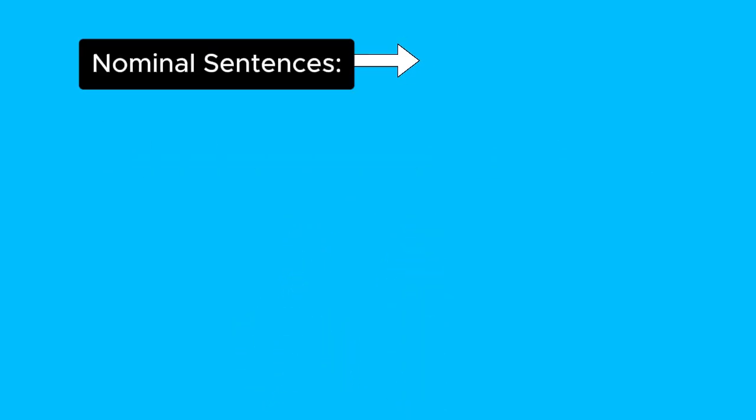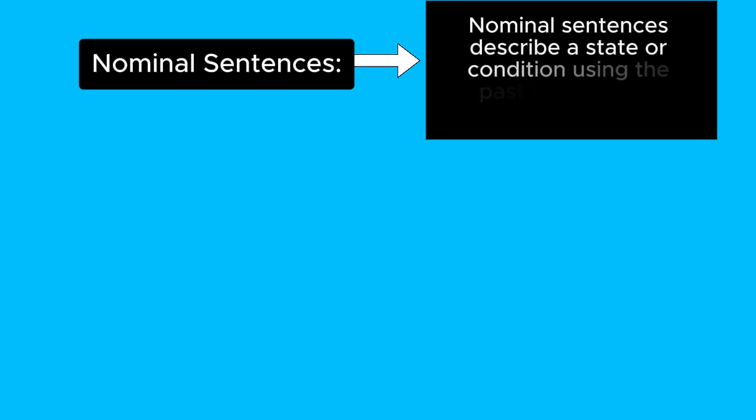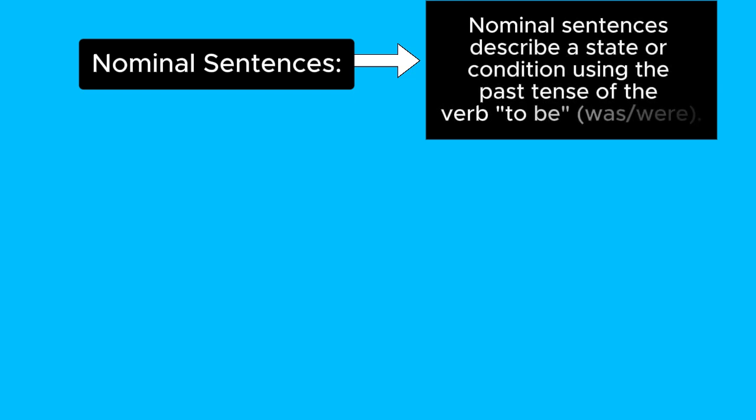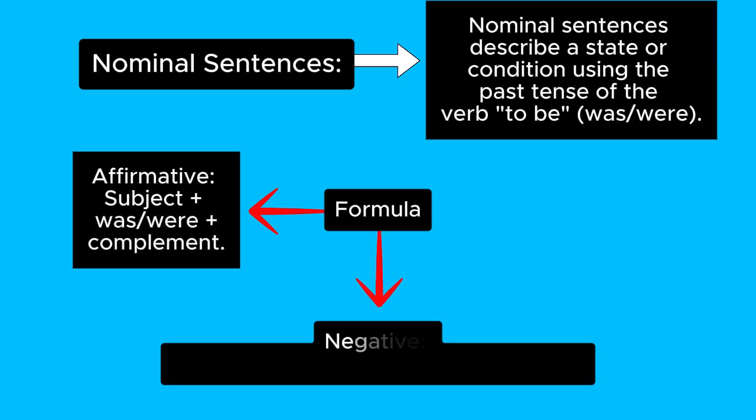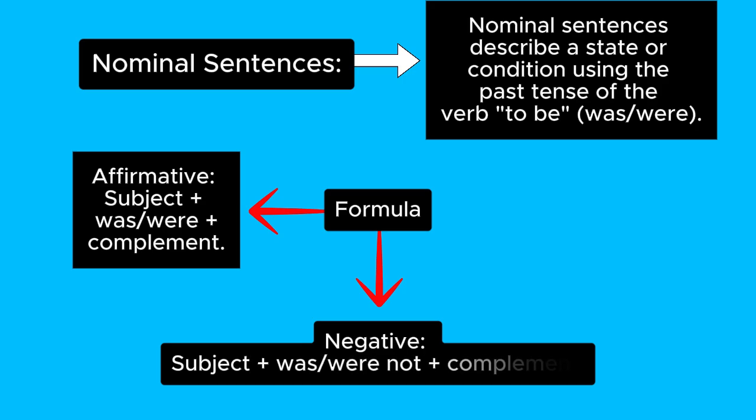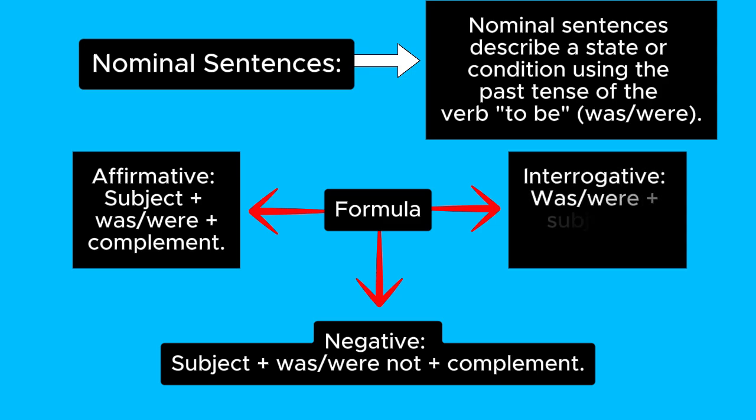Nominal sentences. Nominal sentences describe a state or condition using the past tense of the verb to be, was or were. Formula. Affirmative: subject plus was or were plus complement. Negative: subject plus was or were not plus complement. Interrogative: was or were plus subject plus complement, question mark.